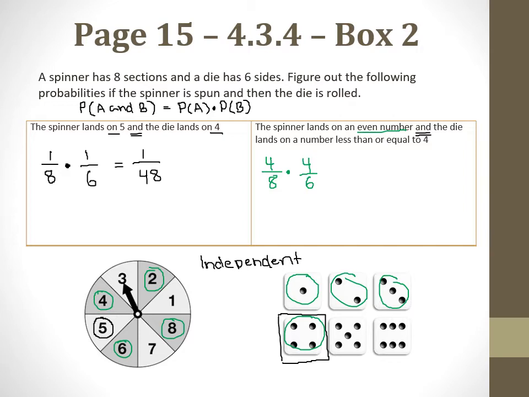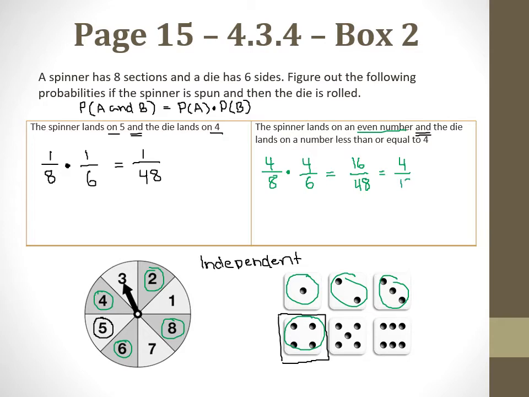So the probability of both events happening is going to be the product of those two. 4 times 4 is 16. 8 times 6 is 48. And we do want to write these as simplified fractions when we can. So I notice that 16 and 48 are both divisible by 4. 16 divided by 4 is 4, and 48 divided by 4 is 12.